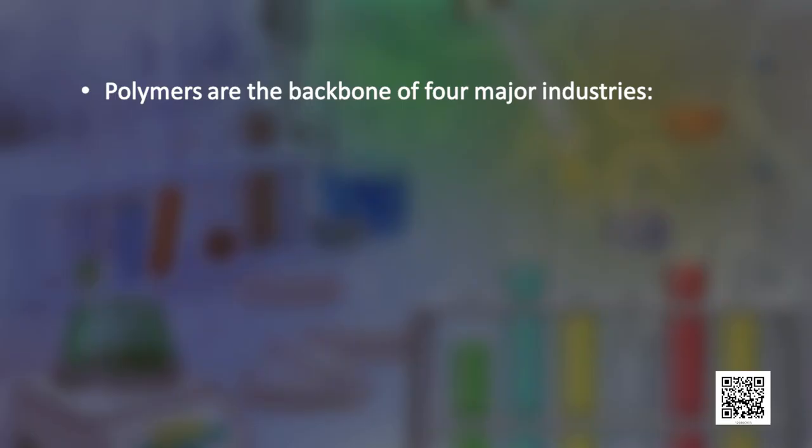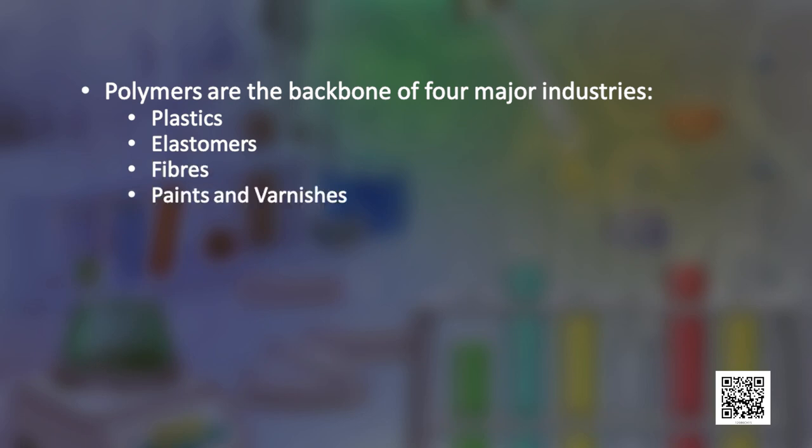Over the period of time, the use of polymers has completely revolutionized daily life and the industrial scenario. Indeed, polymers are the backbone of four major industries: plastics, elastomers, fibers, and paints and varnishes.